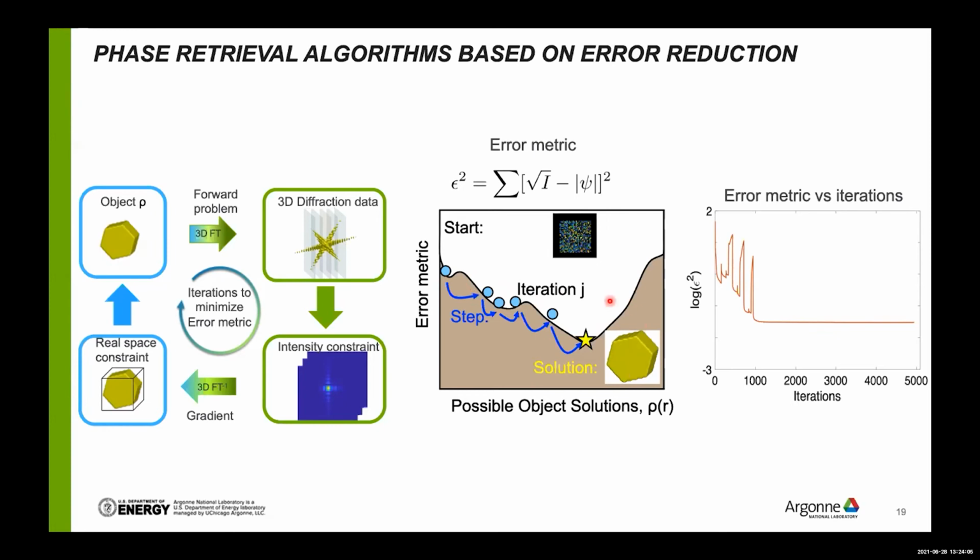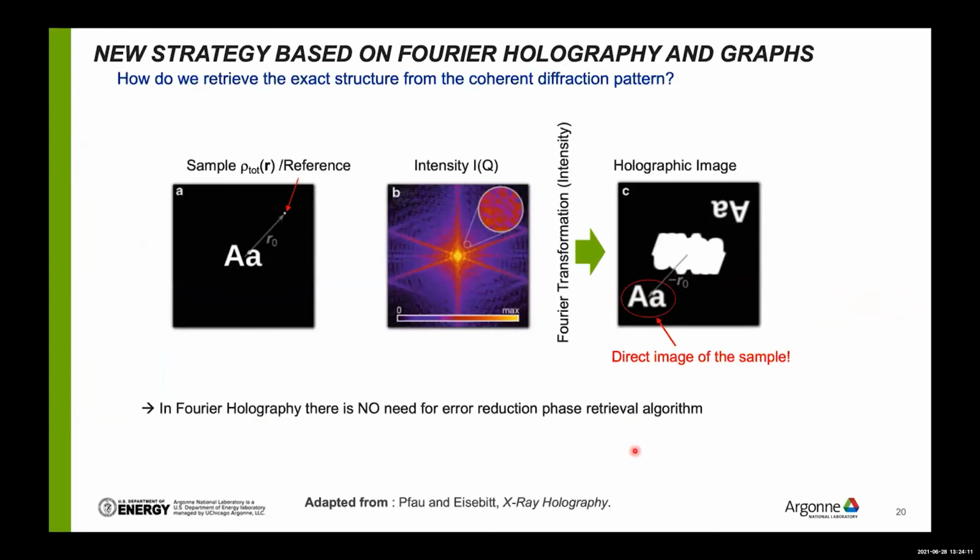It's very difficult to guarantee that we have reached the global minimum. This is why we are looking for a strategy from which we can retrieve a structure from the coherent diffraction pattern, but without bypassing this sort of algorithms. And we took inspiration in Fourier holography.